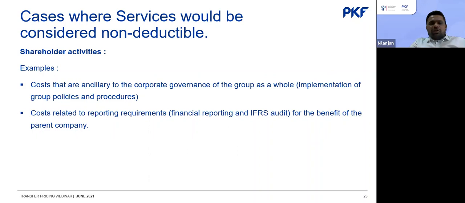Examples: costs that are ancillary to the corporate governance of the group as a whole, something which is driven by the parent, and costs related to reporting requirements for the benefit of the parent company. So if these are things for which we are in turn paying as a Romanian subsidiary, this can be questioned by the tax authorities and disallowed.